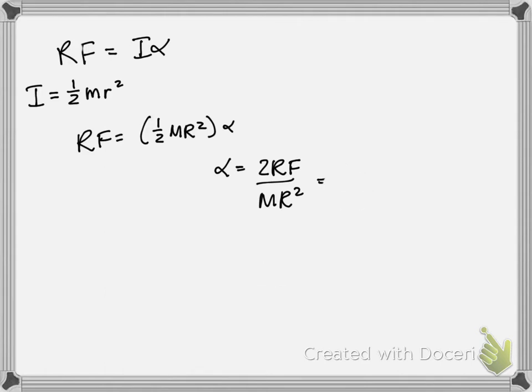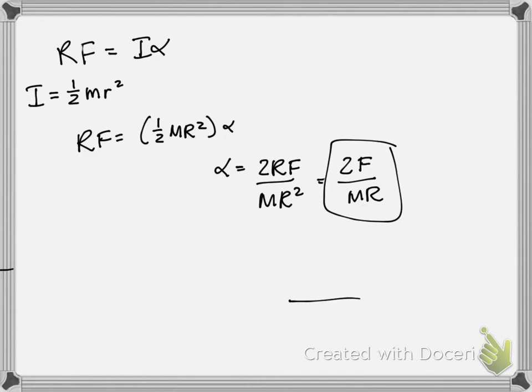So alpha equals 2F over mr. Now, we can go ahead and circle that, but that doesn't mean much to you unless you actually think about it and unpack it. What do those things actually mean?